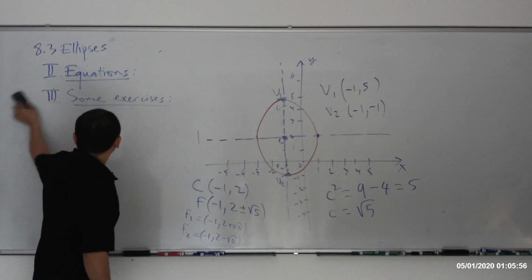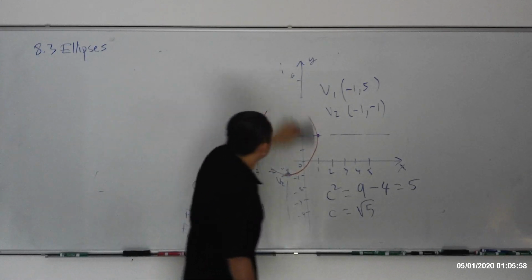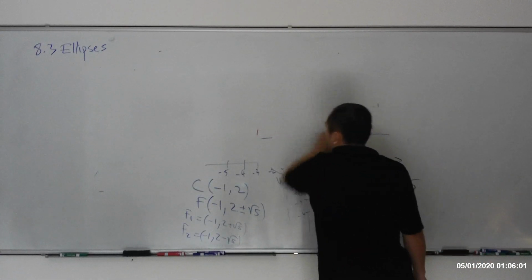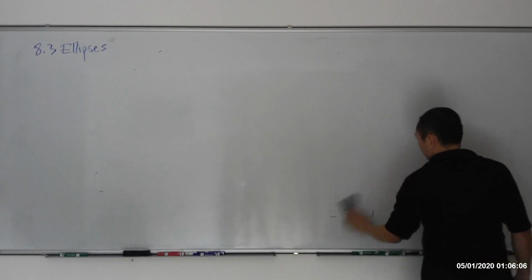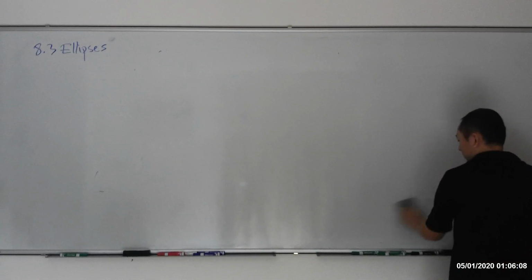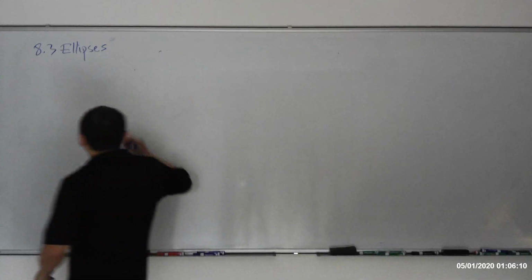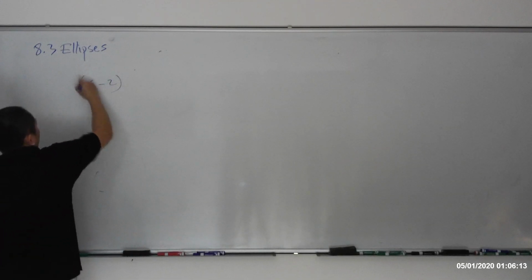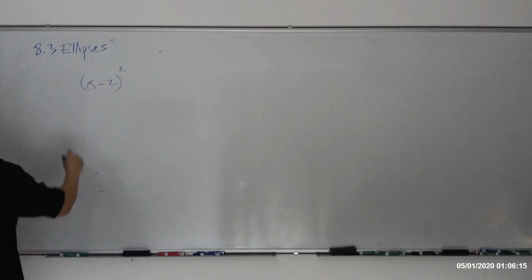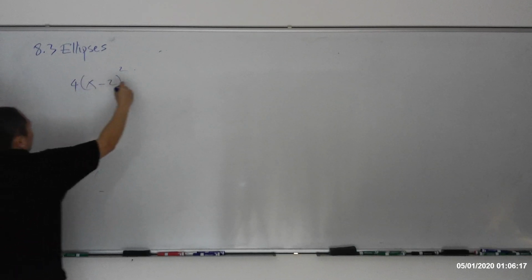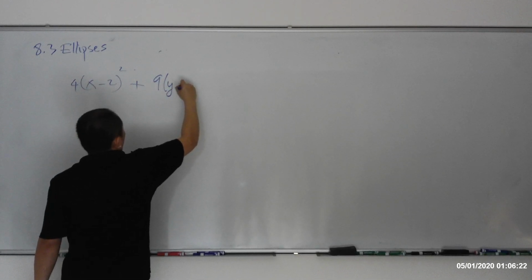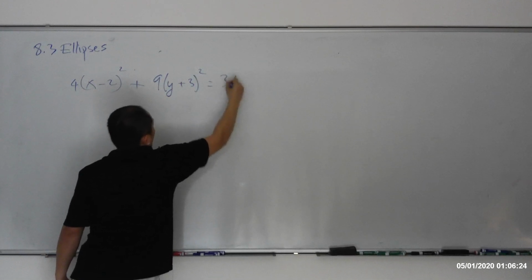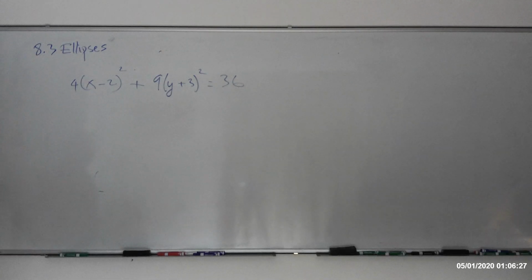Okay, one more example. What if you see something like this? X minus 2 squared times 4 plus 9 times y plus 3 squared equal to 36. Alright, now we don't see fraction, we don't see equal to 1.